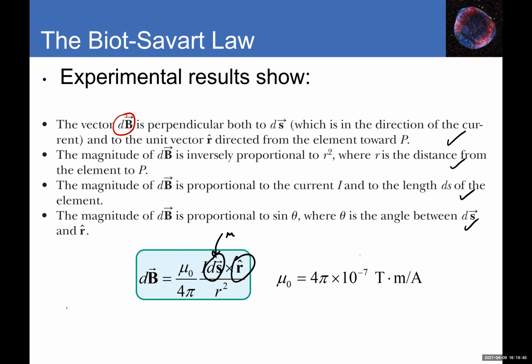That's basically a proportionality constant, which also takes care of the units. So if this is meters and this is meters squared, this cancels, and then the meter over here cancels this meter, and the 1 over amps cancels the amps over here. All the meters and amps cancel out, and the only thing that survives is the Tesla, which is the unit of magnetic field.